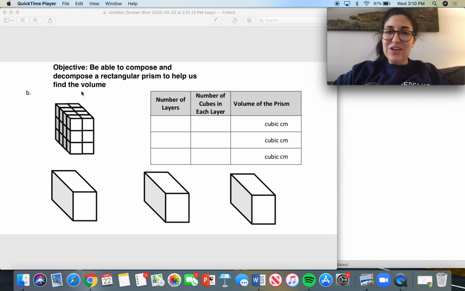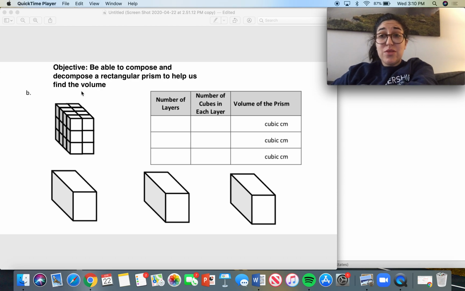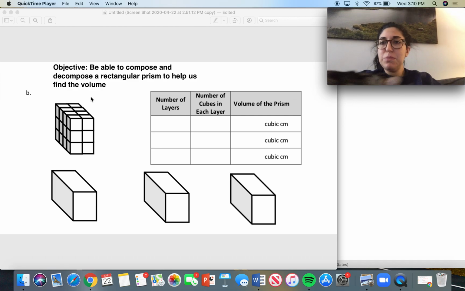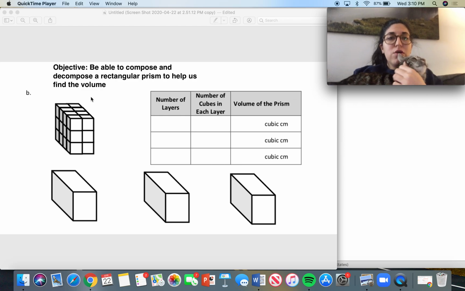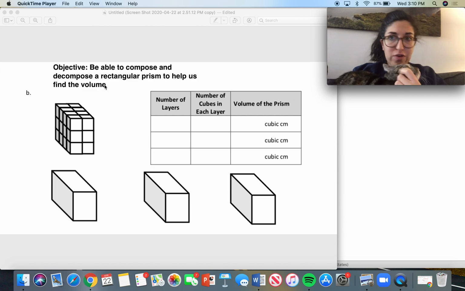Hope you're doing well. So we are going to be continuing with our work on being able to find the volume of a rectangular prism. A prism is just like a 3D object, and Stokes will be here to help us, it seems. So we are continuing to look to find the volume of a rectangular prism.